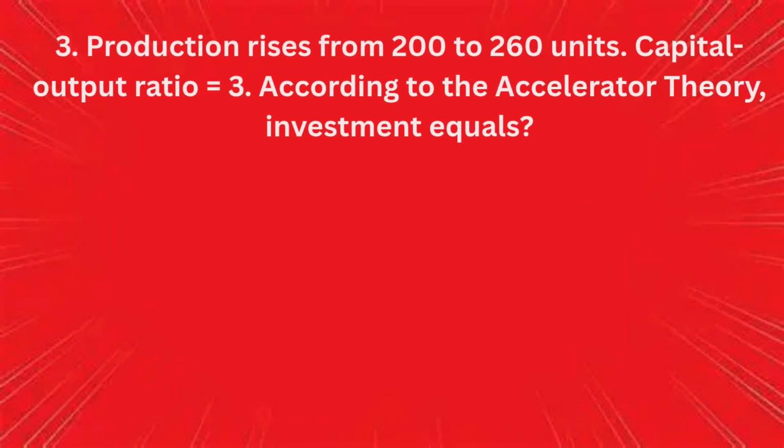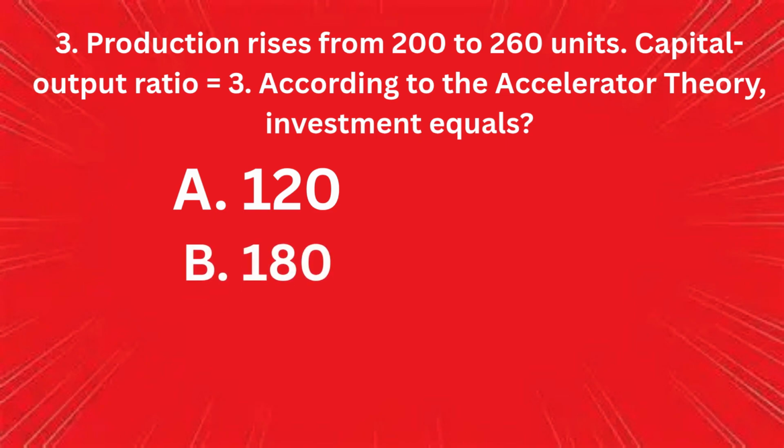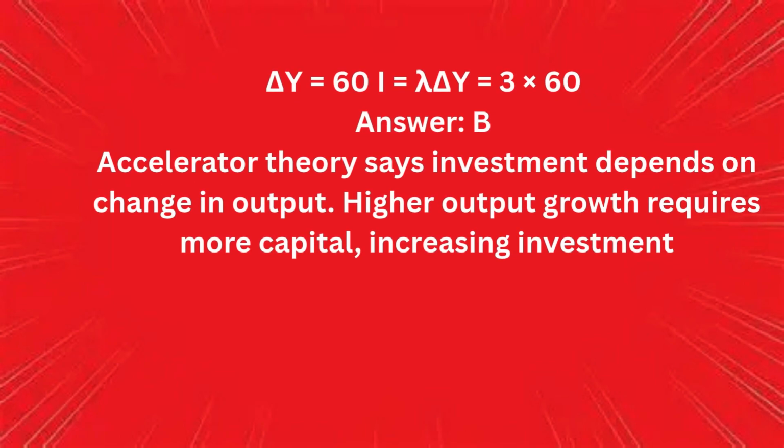3. Production rises from 200 to 260 units. Capital output ratio equals 3. According to the Accelerator theory, investment equals A. 120. B. 180. C. 150. D. 90. Delta Y equals 60. I equals lambda delta Y, which is equal to 3 times 60. Answer: B. Accelerator theory says investment depends on change in output. Higher output growth requires more capital, increasing investment.